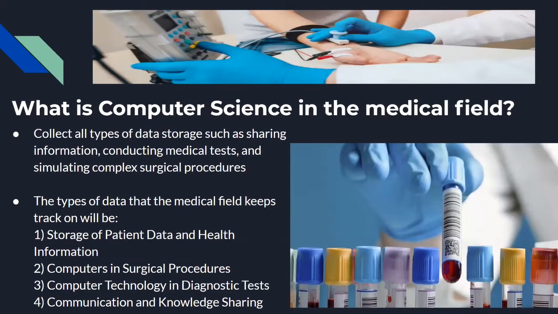What is computer science in the medical field? Computer science in the medical field covers all types of data search and storage, such as sharing information containing medical tests and simulating complex surgical procedures. The types of data that the medical field keeps track of include storage of patient data and health information, computers in surgical procedures, computer technology and diagnostic tests, and computers and knowledge sharing.